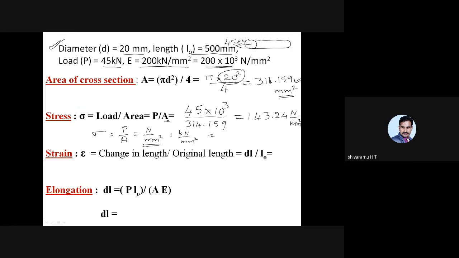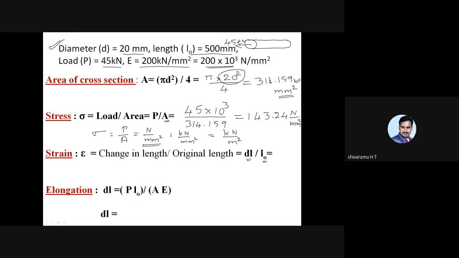If the load is in kilonewton and the area is substituted in meter square, the stress unit will be kilonewton per square millimeter. Next, it is asked to compute the strain. We know strain is equal to change in length over original length, so change in length is dl and original length is l naught.